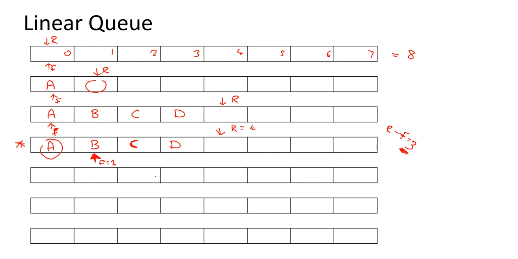So we'll dequeue again. So we'll take off the B, the front pointer then increments. Front pointer increments up, and we'll add a few more data items: E, F, and G. And our rear pointer will point to the next empty space.